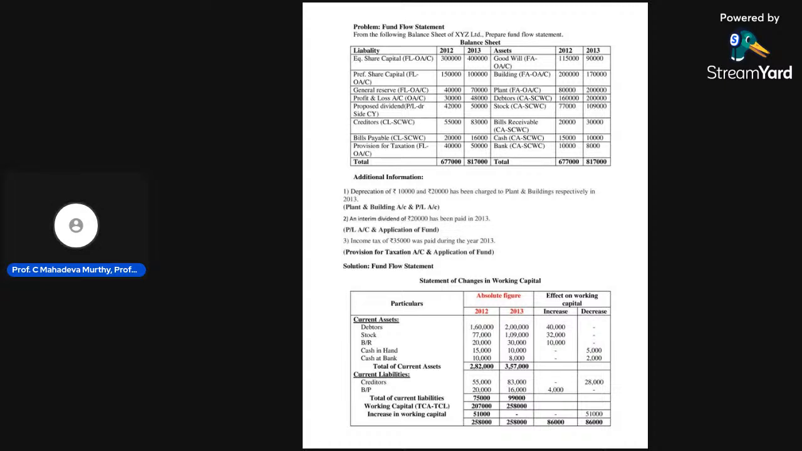Yes, shall we move on to the solution for this problem? Here, schedule of change in working capital, that is the first step. We need to follow that.